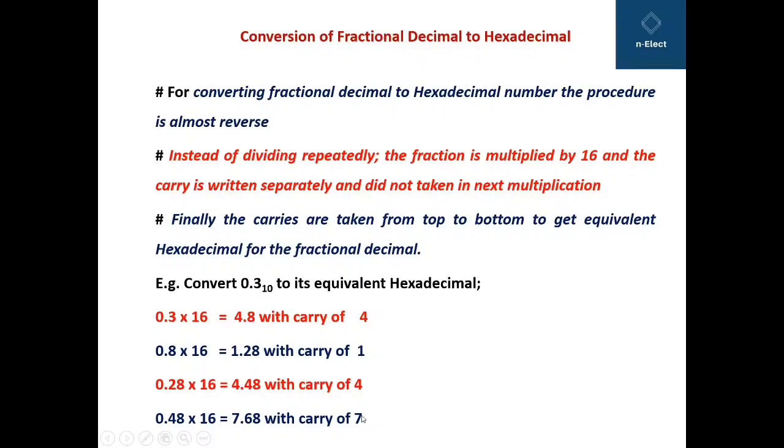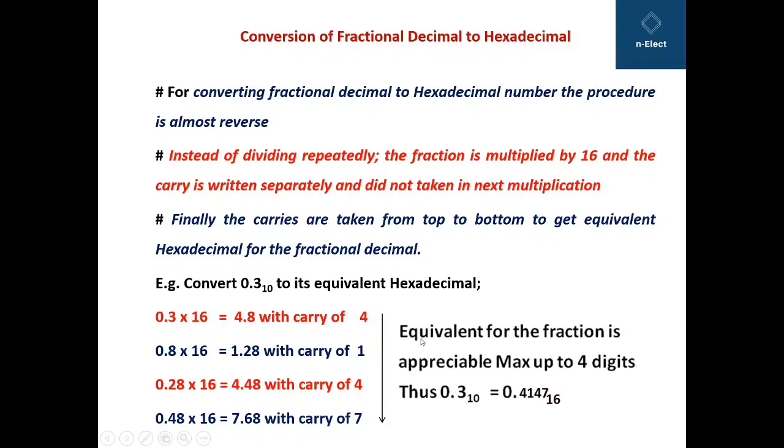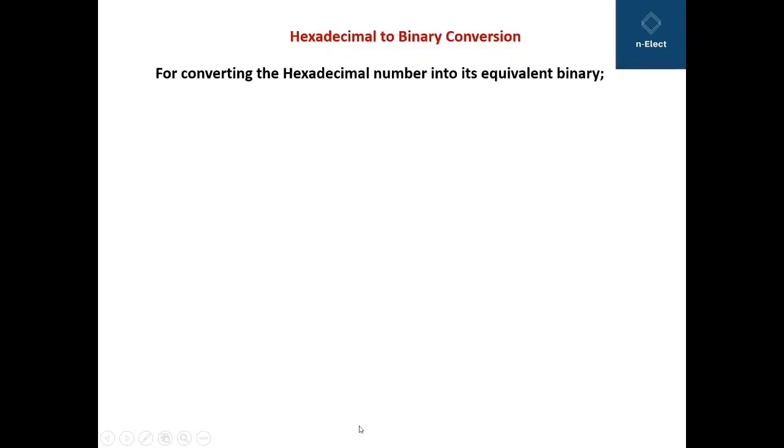That is appreciable, and therefore all these carries which we got, 4147, they are to be taken in downward direction, means the number you have to write like this. So the equivalent for the fraction is appreciable maximum up to 4 digits as we have done here, and therefore 0.3 decimal is equivalent to 4147, that is 0.4147 hexadecimal.